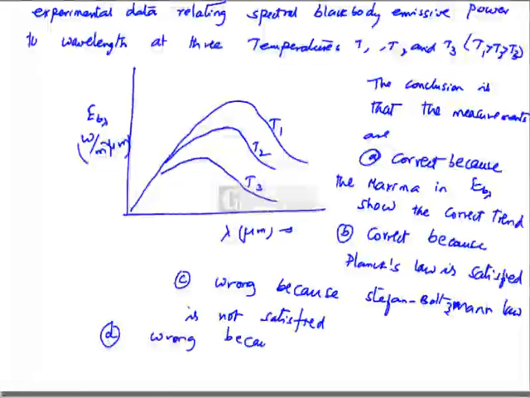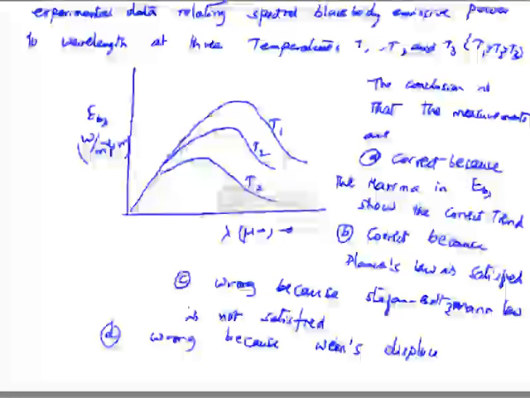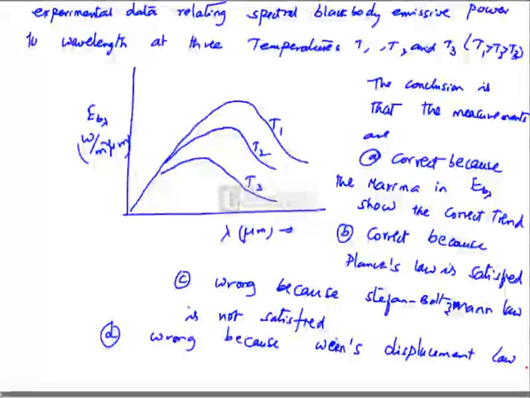D, wrong because Wien's displacement law is not satisfied. The answer is D, because according to Wien's displacement law, if T1 is greater than T2 greater than T3, the peak of the curves should get displaced left side to the shorter wavelengths. In fact, in the figure, they are almost at the same wavelength. In fact, rather T3 is at a smaller wavelength.